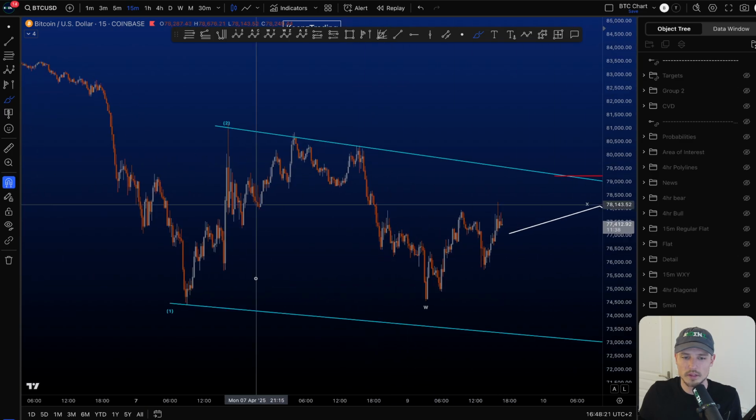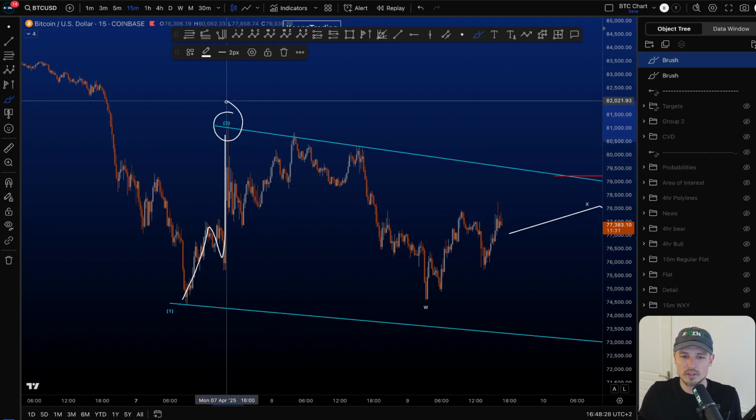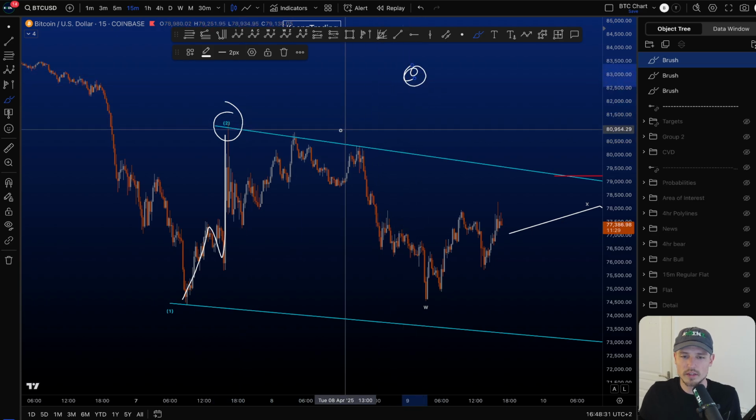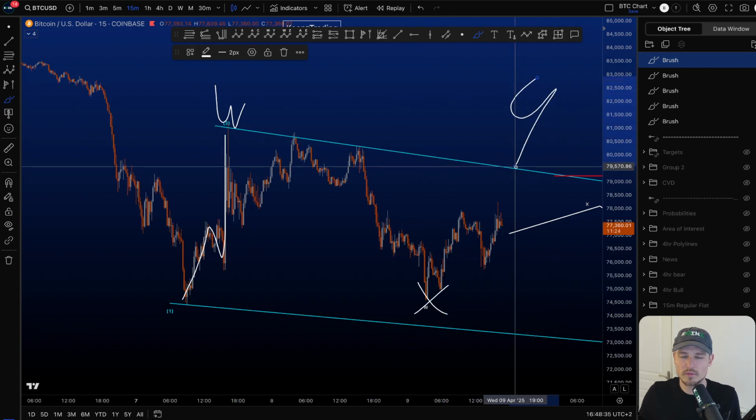without a problem. We have our wave A, B, C. Very clear, three-wave structure to the upside. But if we want this wave 2 to be bigger and end somewhere here, we would need to count this as a W, X, and then look for wave Y.